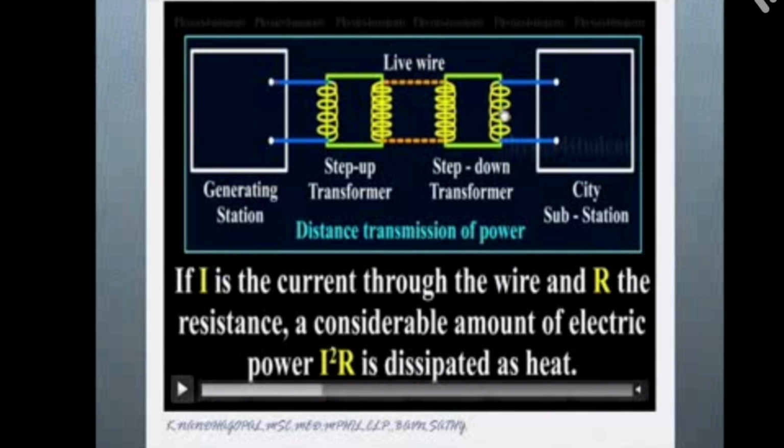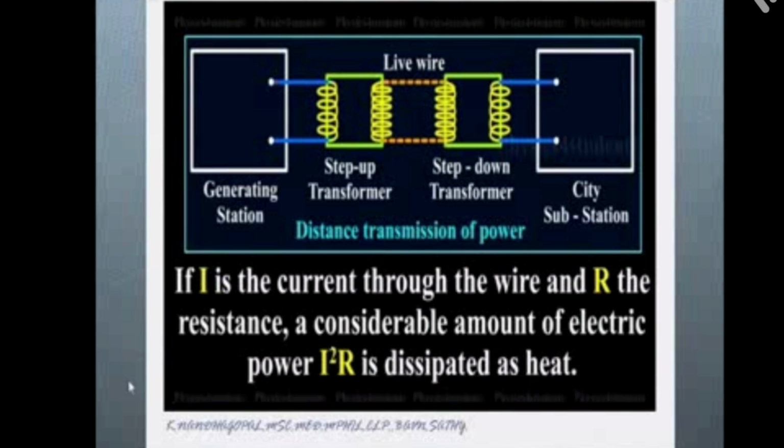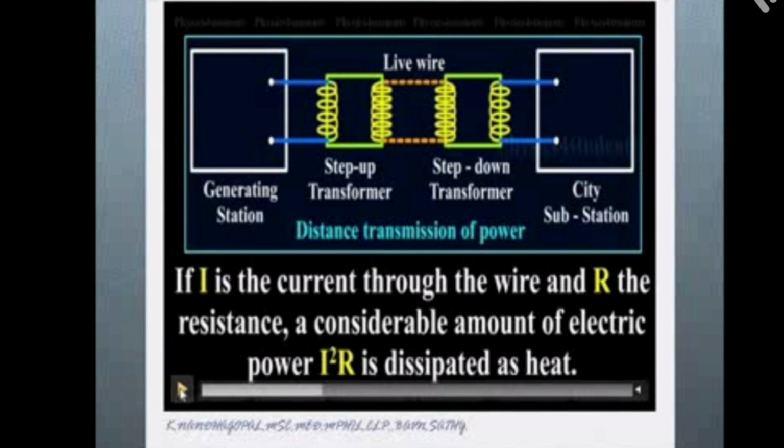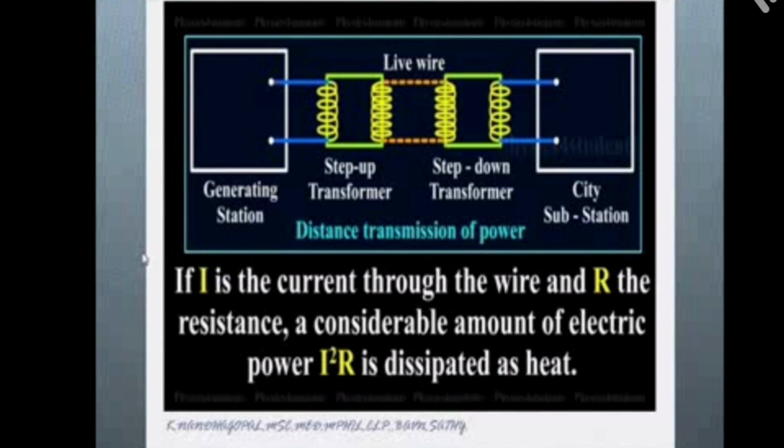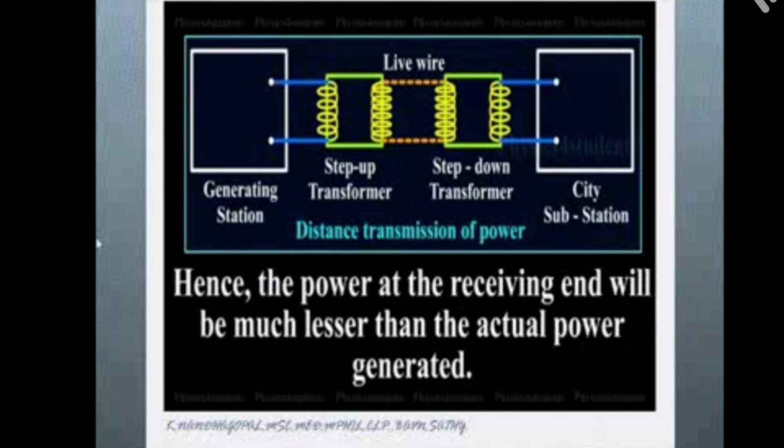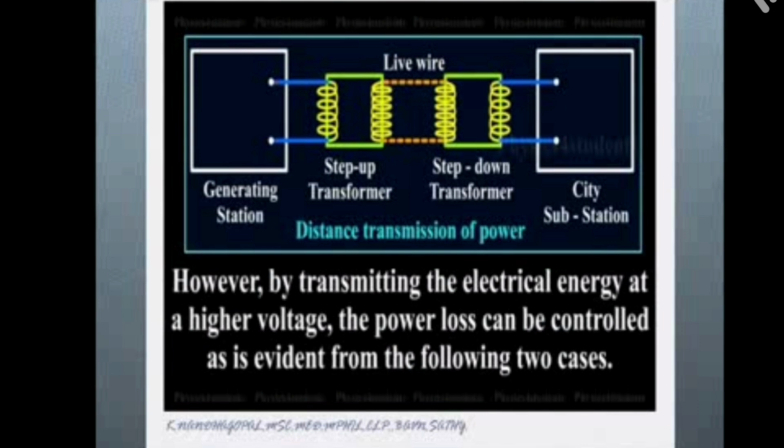When the power is transmitted through that wire, it loses energy in the form of heat energy. According to Joule's law, H is equal to I square R, dissipated as heat. To prevent that, we can increase the voltage and decrease the current. Hence the power received must be lesser than the actual power generated, because I square R is the loss of heat energy.